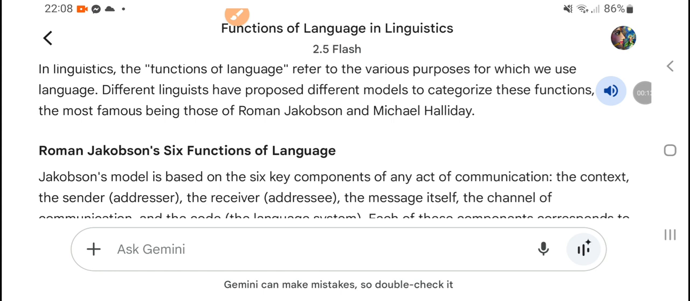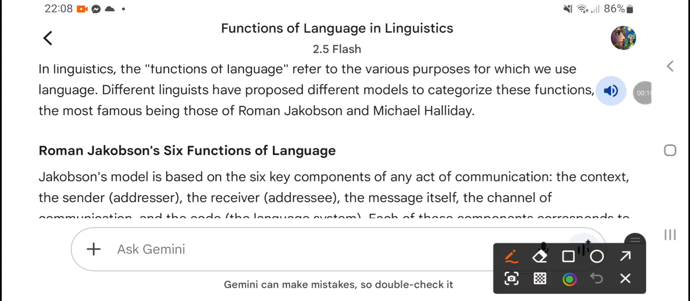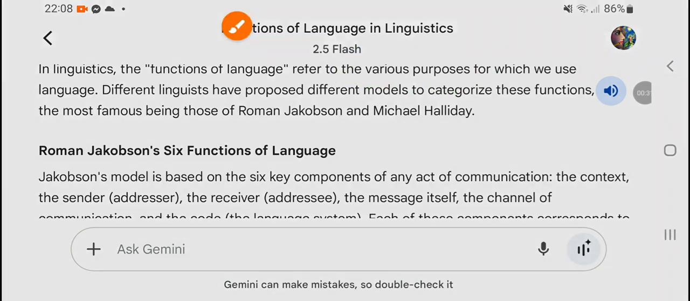Functions of language means the various purposes for which language is used, right? So these are the various purposes for which we use language. Different purposes of language are called functions. First of all, we have to understand the characteristics and functions of language.